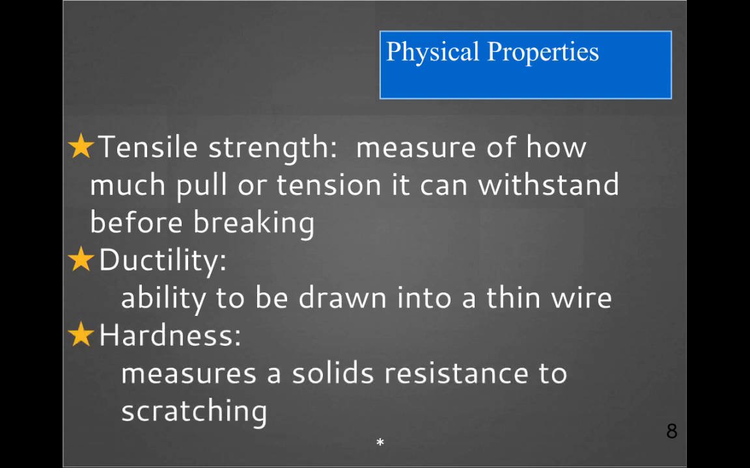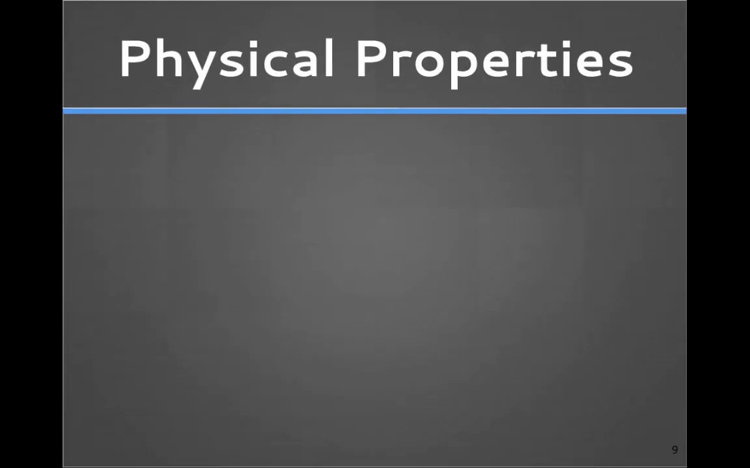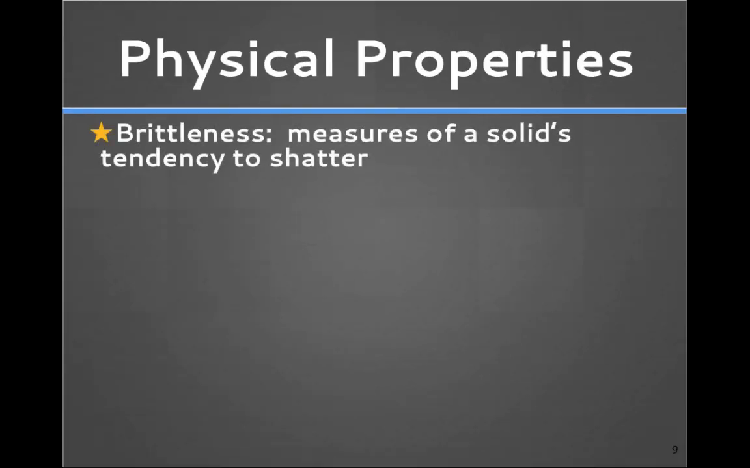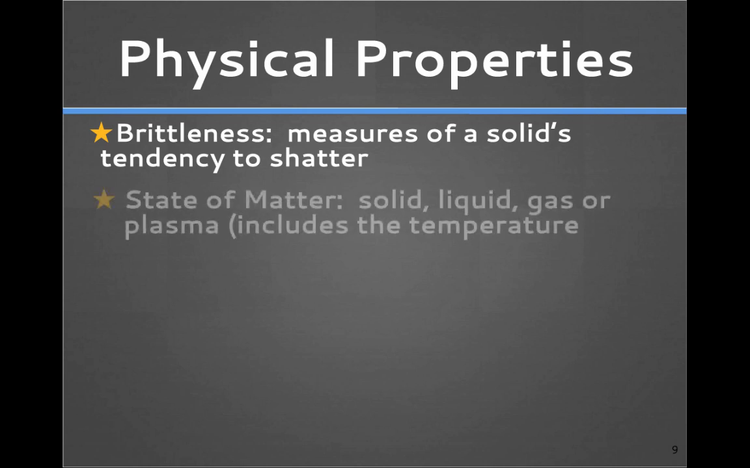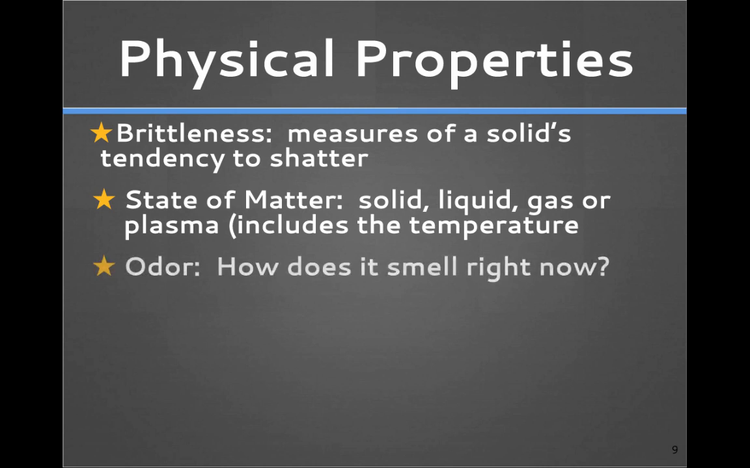Hardness measures a solid's resistance to scratching. Brittleness is a measure of a solid's tendency to shatter. The state of matter, remember, is solid, liquid, gas, or plasma, and it includes the temperature. Odor is how does it smell right now? That's its odor, and that's a physical property.